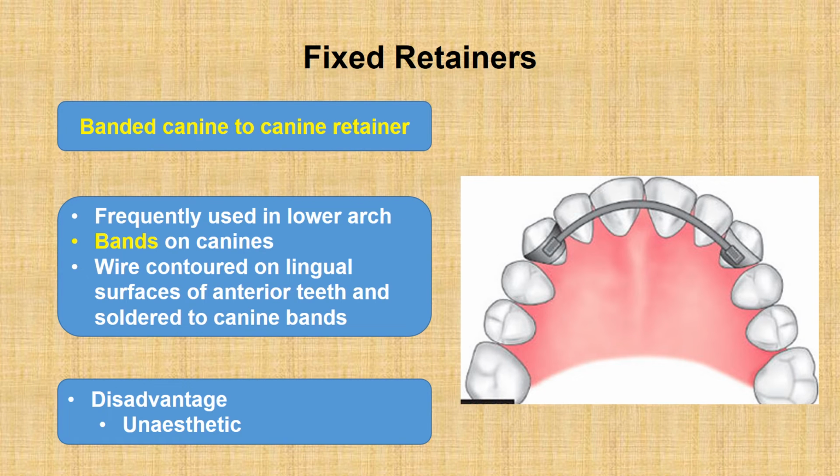Okay, the next fixed retainer is the banded canine to canine retainer. This is frequently used in the lower arch. It has bands placed on the canines and a wire contoured on the lingual surfaces of the anterior teeth, and the wire is soldered to the canine bands. Again, the disadvantage is that it is unaesthetic.